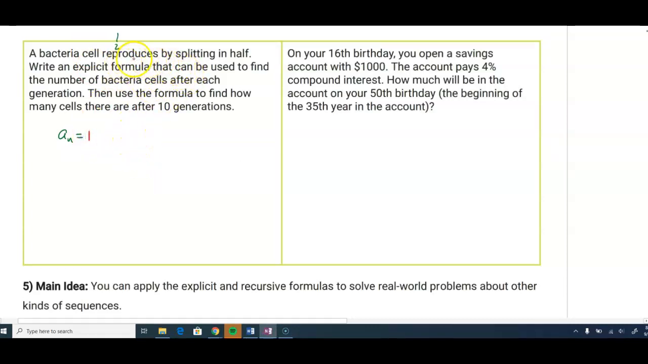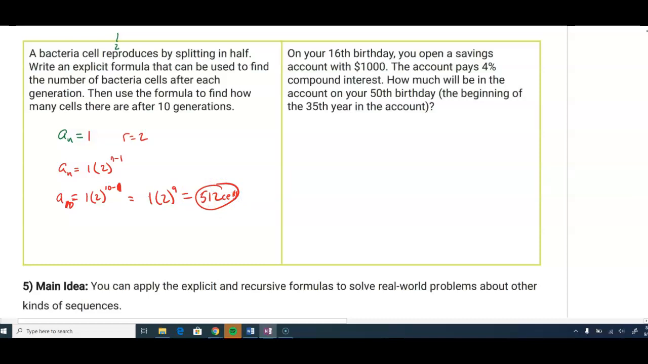Now, if a cell reproduces by splitting in half, what that means is the rate is it's doubling each time. So my formula would be A sub n equals my initial value 1 times my rate to the n minus 1 power. So when I go to find how many in the 10th generation, A sub 10 equals 1 times 2 to the 10 minus 1 power, which is going to give me 1 times 2 to the 9th, and 1 times 2 to the 9th would give you 512 cells after 10 years.